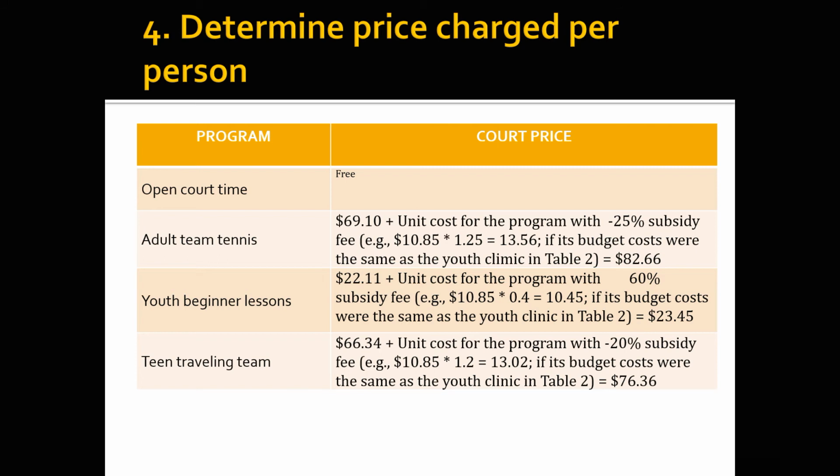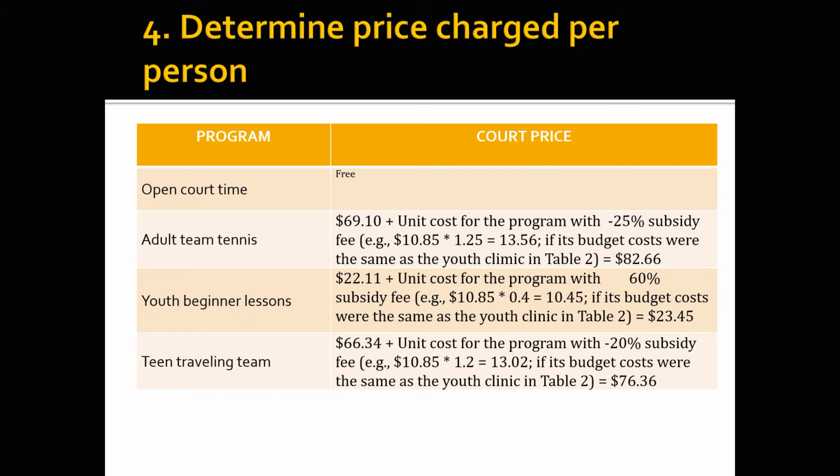For the youth beginner lessons, it's going to be $23.45. I take the $22.11 I calculated to be my court time that I'm going to charge them based on the 60% subsidy. I then have to figure out my unit cost. Well, assuming it cost $10.85, I'm going to multiply that by 0.4 because I'm subsidizing it by 60% to get $10.45. Add those up to get the actual price I'm going to charge the youth beginner lessons.